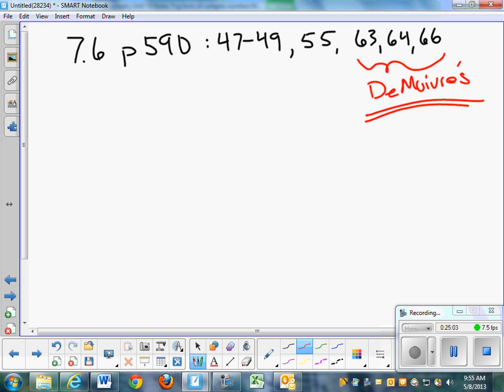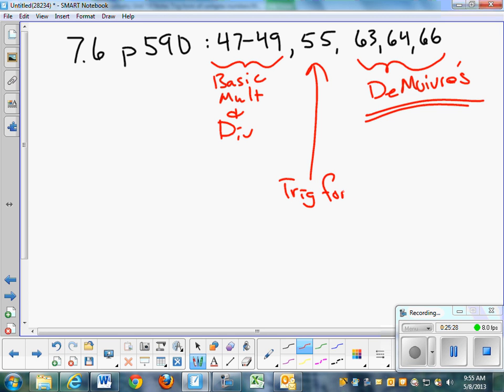This is DeMoivre's theorem right here, those three. So you practice three like that. And after you practice one in class, I think it will go quicker. Remember, put it in trigonometric form, then apply DeMoivre's theorem. This one's the basic multiplication and division that we started out with. And then this one right here, you have to put it in trig form first. Then multiplication and division. So see how they tie together, you know. So that's what I'm trying to do for you.